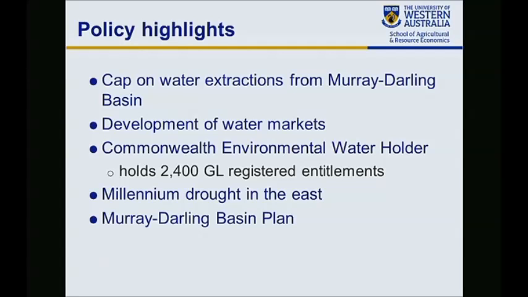Lots of different policy initiatives have occurred in water over this time period, starting probably in the 80s, but really getting going in the 90s. There was a cap on water extractions from the Murray-Darling Basin, the development of water markets in the Murray-Darling Basin and later elsewhere, and the establishment of the Commonwealth Environmental Water Holder as a purchaser of water for environmental purposes on the market. In fact, the Commonwealth Environmental Water Holder is now the biggest single holder of water entitlements in Australia. They hold more than any agricultural enterprise. The Millennium Drought in the eastern states, and then more recently, at the end of that, the Murray-Darling Basin Plan have all been prominent.